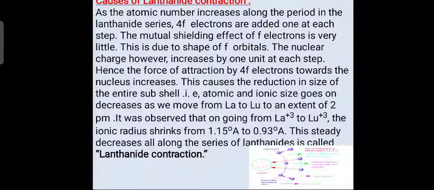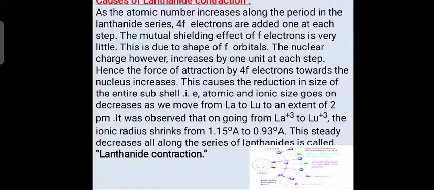That is due to what? Their shape. The shape of f orbitals is such that their shielding effect is less compared to the other orbitals. The nuclear charge therefore increases by 1 unit at each step. What do you mean by nuclear charge? The force of attraction by the outermost electron to the nucleus increases by 1 unit at each step.